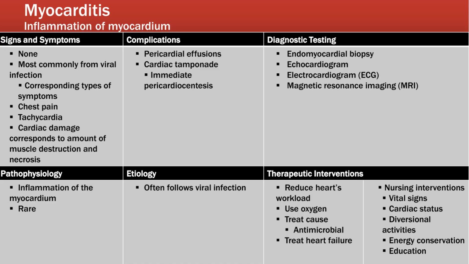Myocarditis is inflammation of the heart muscle itself. Causes include viral infections, autoimmune diseases, and toxic drug reactions. It can lead to arrhythmias, cardiomyopathy, and sudden cardiac death in severe cases. Treatment is supportive: rest, medications for heart failure, and treating the underlying cause.